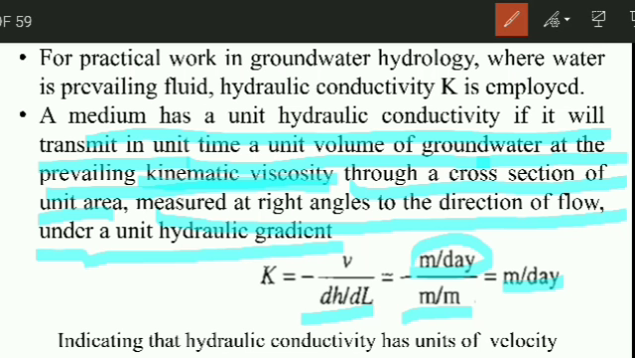Now, determination of hydraulic conductivity is also important. How to determine the hydraulic conductivity of an aquifer? There are various methods. Before dealing with those methods, we will see a few more definitions.